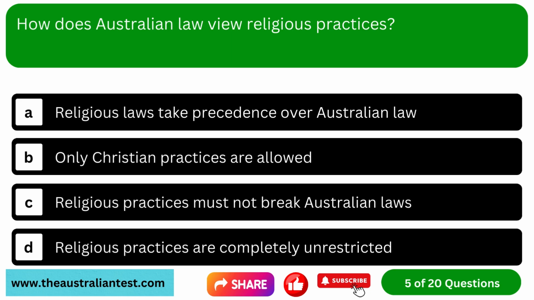Question 5. How does Australian law view religious practices? Option A. Religious laws take precedence over Australian law. Option B. Only Christian practices are allowed. Option C. Religious practices must not break Australian laws. Option D, religious practices are completely unrestricted.